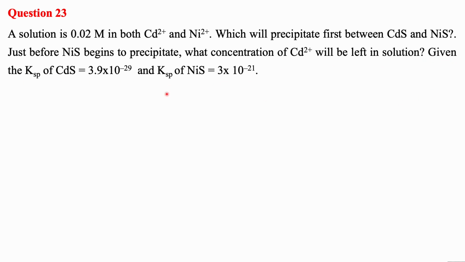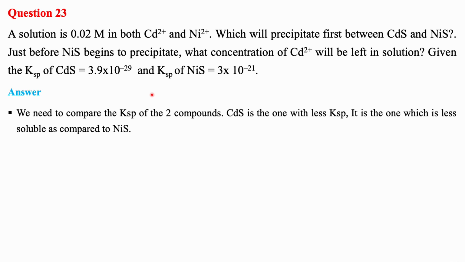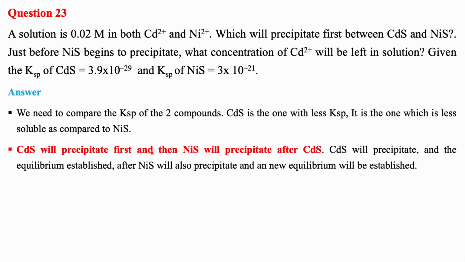Let's see which one will form the precipitate first. We have NiS, which is 10 power negative 21, and here we have 10 power negative 29. Obviously this is the one which is less soluble. The compound which is less soluble is the one which will precipitate first. Comparing the two compounds, you can see CdS is the one with less solubility, less Ksp, so it will precipitate first, and then NiS will precipitate after the CdS. After knowing that NiS will precipitate after, we determine how much of the sulfur is required to precipitate the second ion, which is nickel. Then we use that concentration to find how much cadmium will be remaining in the solution when this NiS starts to precipitate.